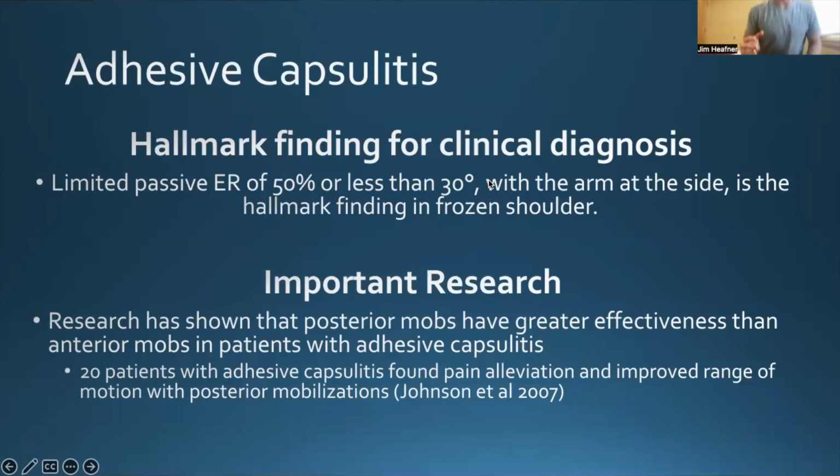So if you're checking it here, if I have less than 30 degrees there, that's a hallmark finding for shoulder external rotation. Or if I can go to 60 plus, and then I can only go a little bit. So if I'm all the way out here and I can only get to here, that's a hallmark sign for a clinical diagnosis.